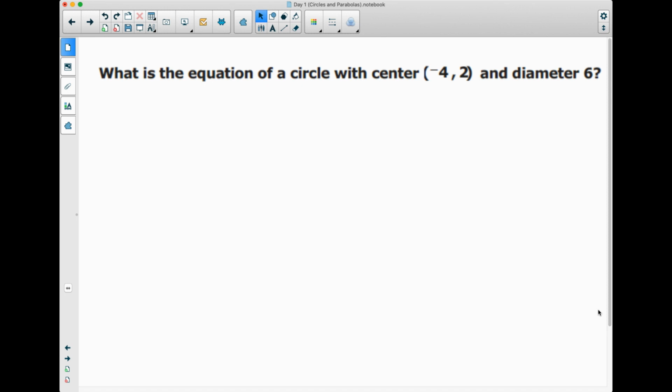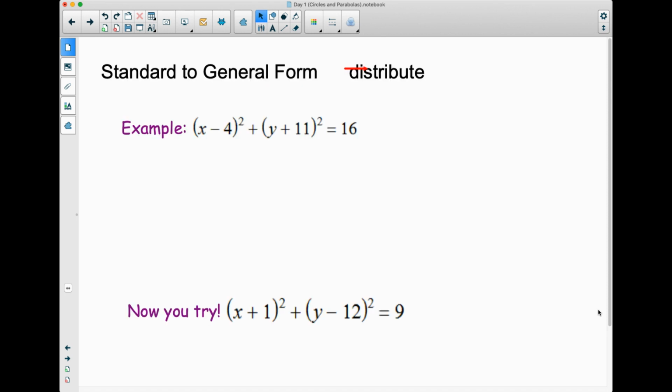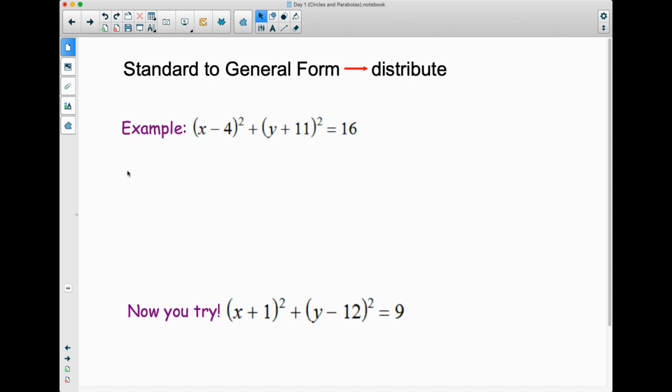Okay, so what if they give you diameter divided by 2? Okay, so we don't have to do that one. All right, so same thing we were doing before. We're just going to do the top one of the distributing, and we're going to put it in general form. So go ahead and distribute that out. Get your squares in front and make sure it's equal to 0. And then we're going to complete the square.